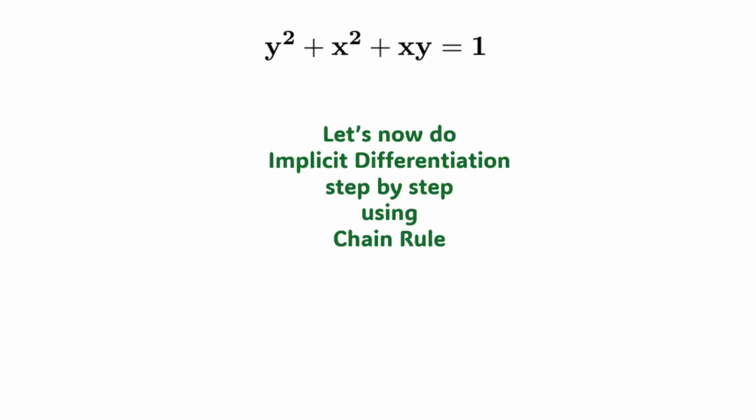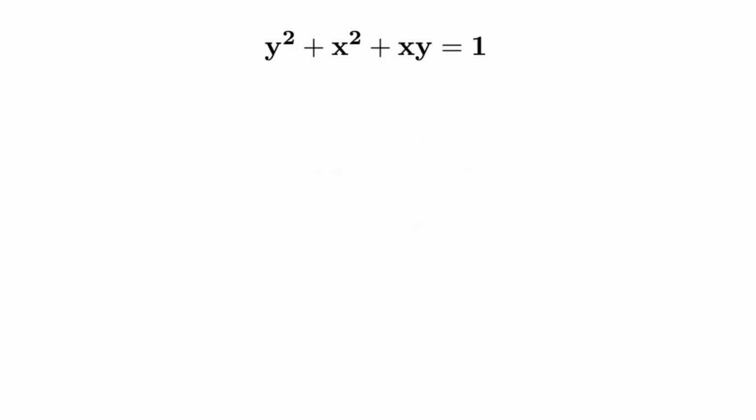And now we're going to go over implicit differentiation step by step using the chain rule. I also used the chain rule in the shortcut process too, I just didn't explain it. But now I'm going to explain everything, each step of the way. Okay, so again, we're going to work with the same equation that we just worked with.